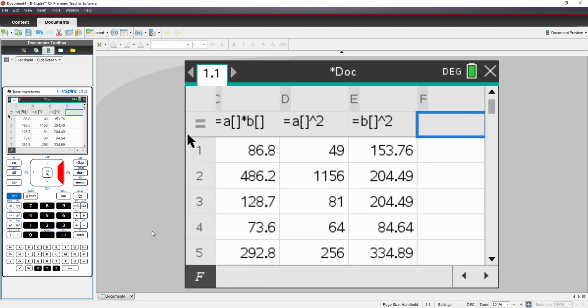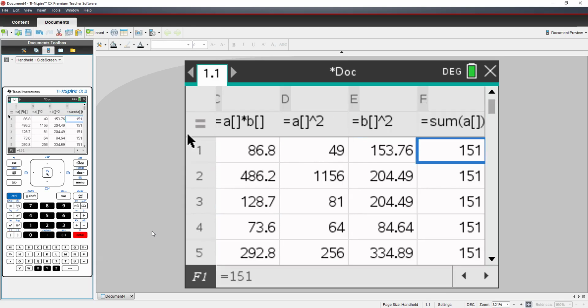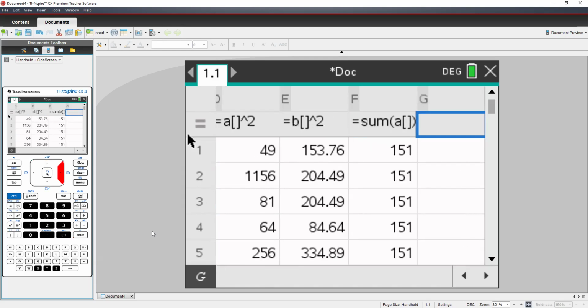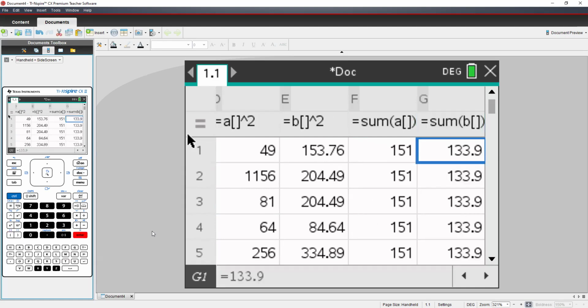Wonder if I just say sum of A here. So sum of A. It does. Okay, so in a weird way, I can do my sum of my first column. So I'll do sum of A, which is 151. And then I'll do sum of my B, which are my Y values. And it gives me that.